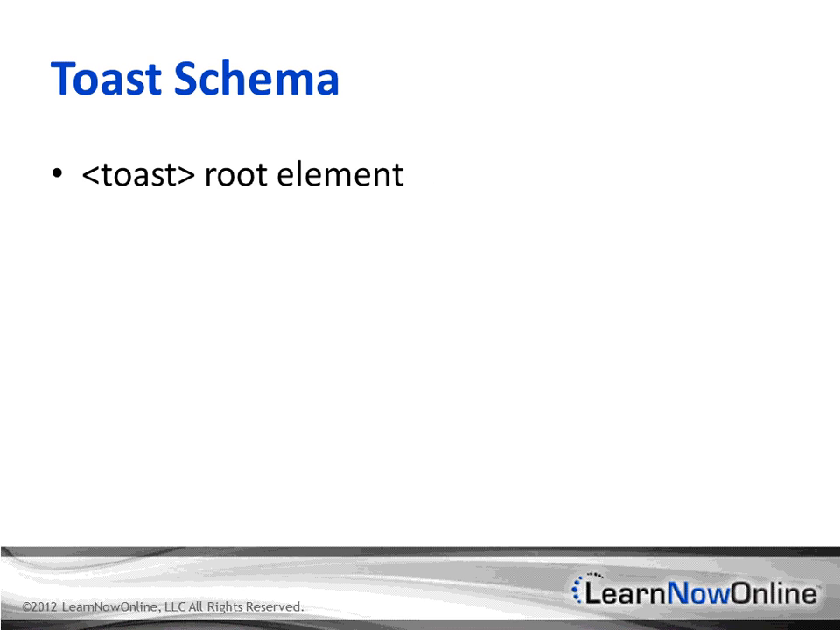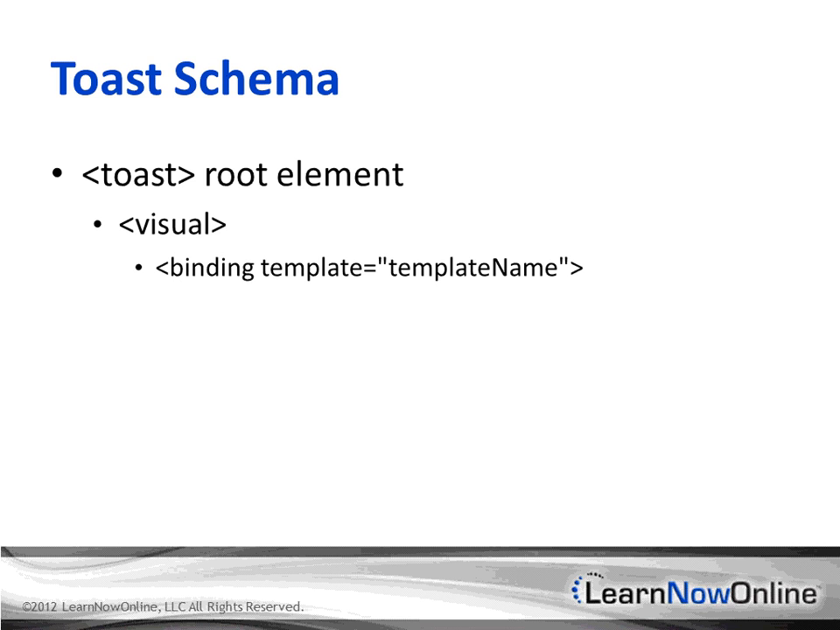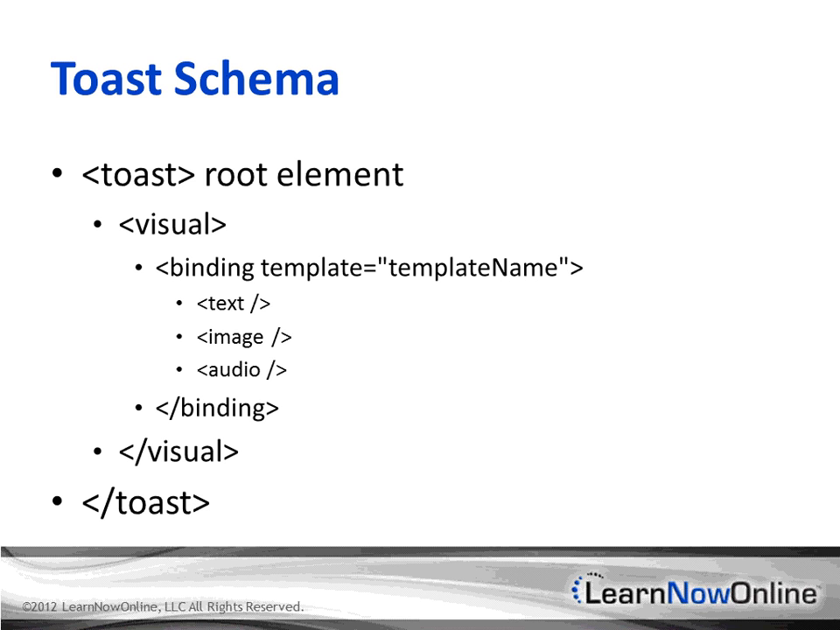The toast schema looks something like this. There's a toast root element, then there's a visual child element. Within there is the binding element, which has an attribute named template, which contains a string, which is the template name. The template name will be one of 8 predefined template names. Within this binding element, you can have text elements, an image element, and possibly an audio element. Then we have the ending tags for each of those elements. And that's all there is in the XML for a toast.